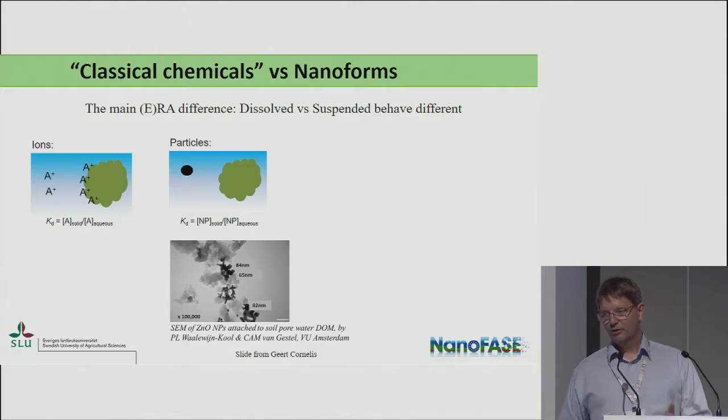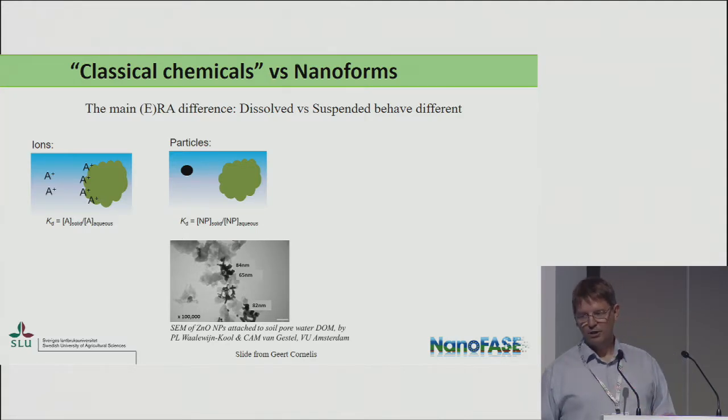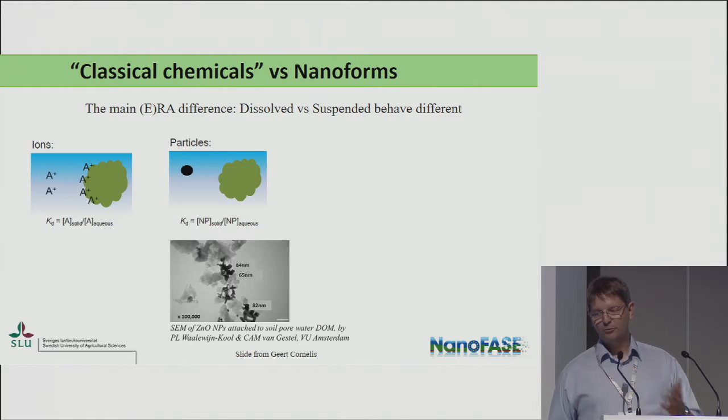If we look at what the main differences are for the environmental risk assessment between classical chemicals and nanoforms, classical chemicals generally behave in a dissolved manner in the environment, whereas nano is suspended materials, and they behave differently. So if we look at ions, they generally move around, they go on and off surfaces, and we generally consider having an equilibrium after some time.